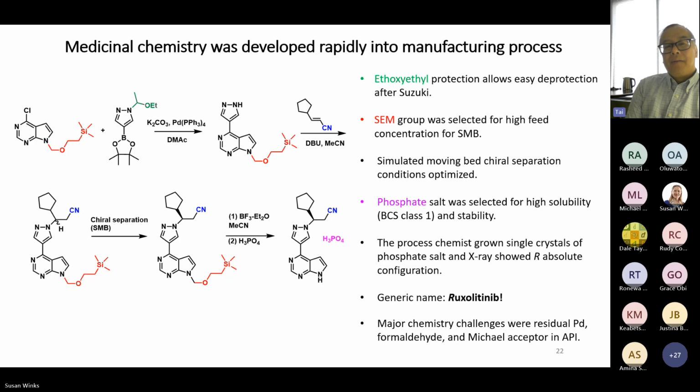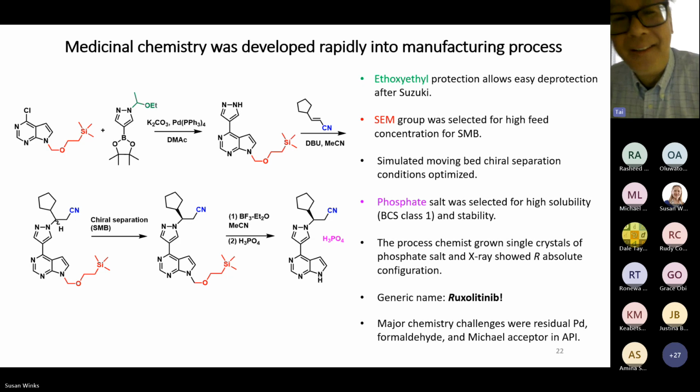I went into the lab myself and grew a crystal of the phosphate salt, and later single crystal X-ray crystallography for the first time showed it was in the R absolute configuration. So we cleared out all the uncertainty about the absolute stereochemistry, which is very good. And our chemistry team really appreciated the company management because eventually the drug was named ruxolitinib, with the R at the beginning to commemorate the determination of the absolute stereochemistry.